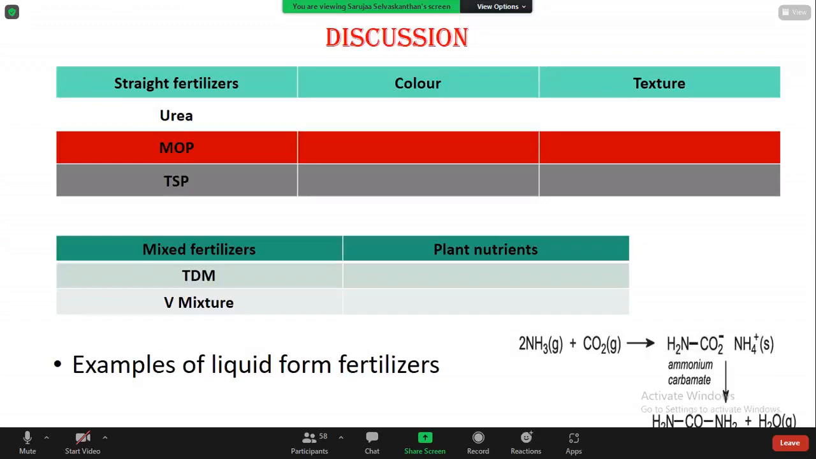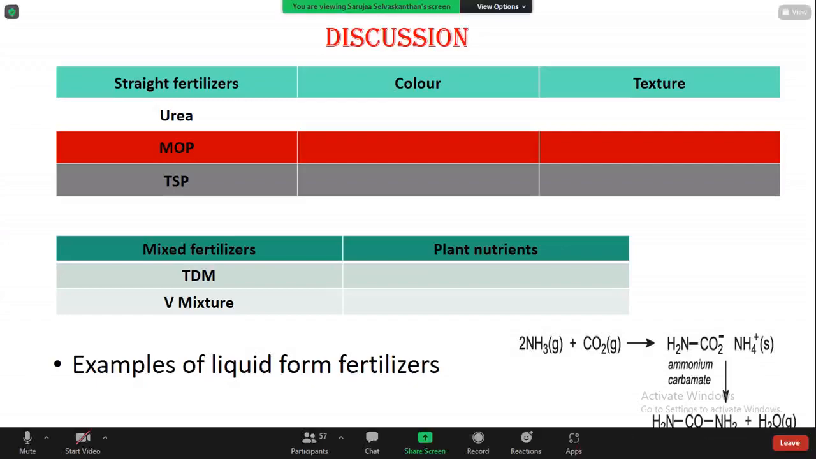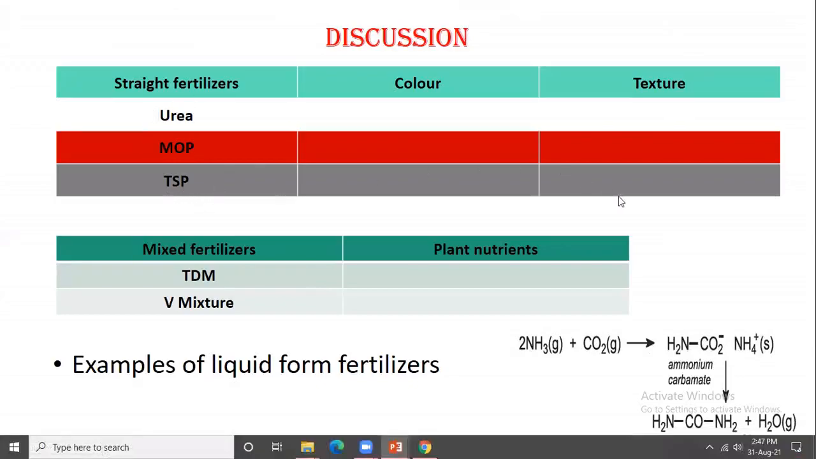Then tell the texture of urea. Texture means granular, or crystal also we can put. Then MOP? MOP is mostly powder form. Then TSP? TSP is also like urea, a granular structure.